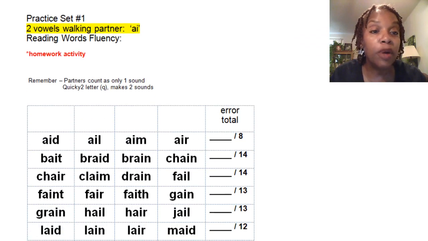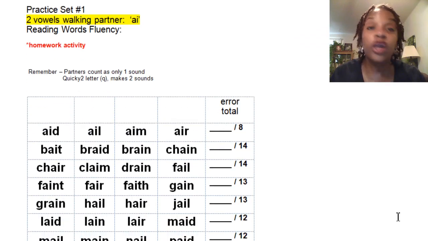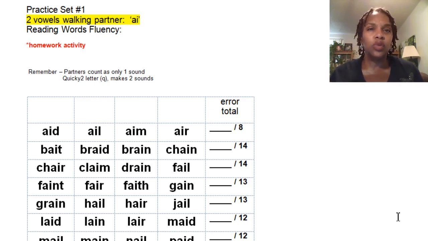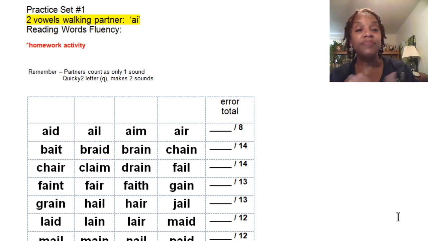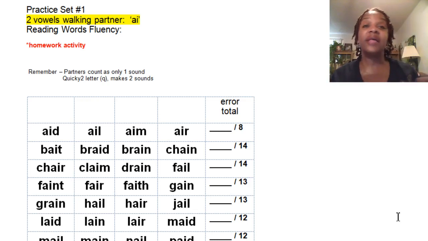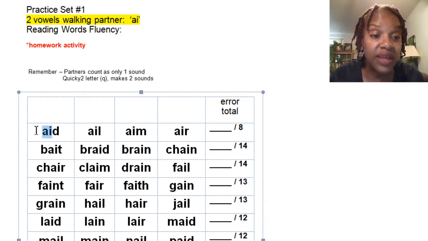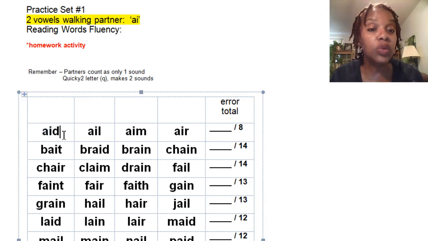So this is part of your homework packet where you're going to show what you know. You're going to show your stuff. It's called reading words fluency. How smooth, how cool you are when you blend or mix one sound into the next. And in these words, all these words have the two vowels walking partner, AI. Okay, so when you get your homework packet, you're going to sound out the words, right? And when you need to identify the partner sound, you're going to sound out the word, okay, and go on.